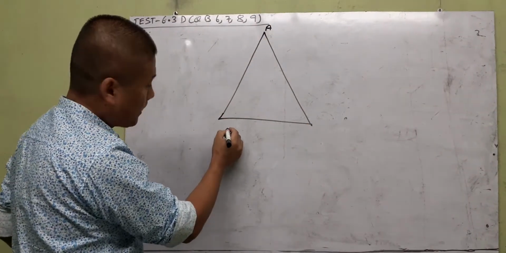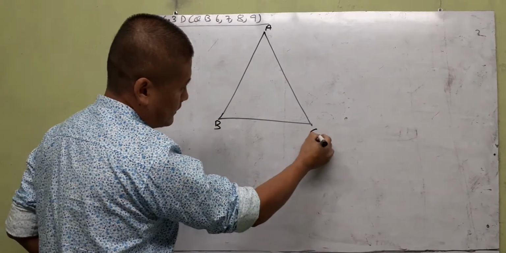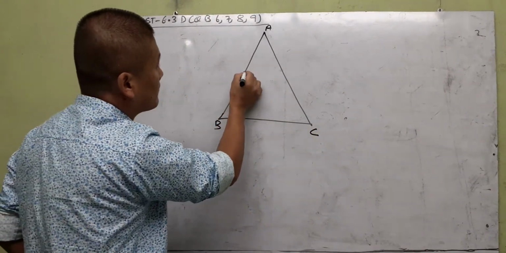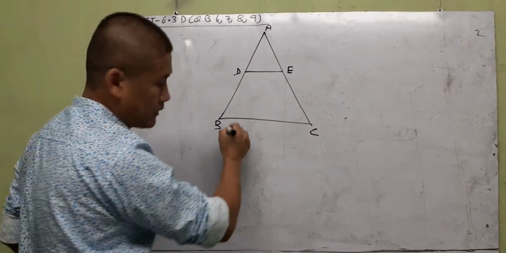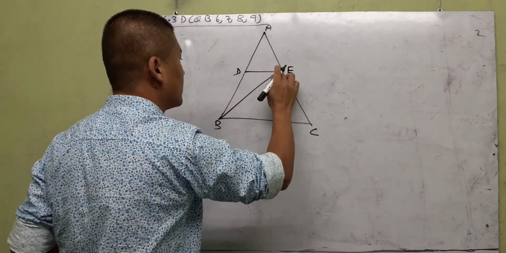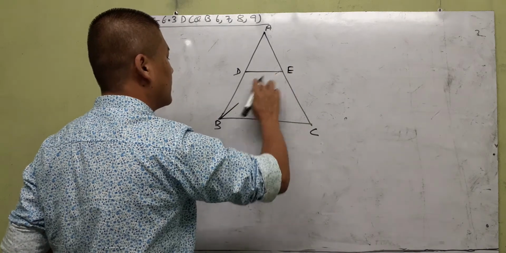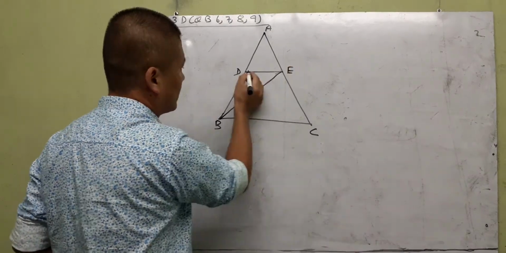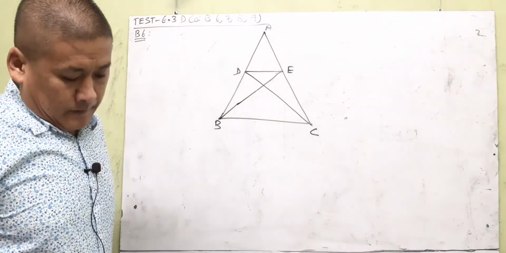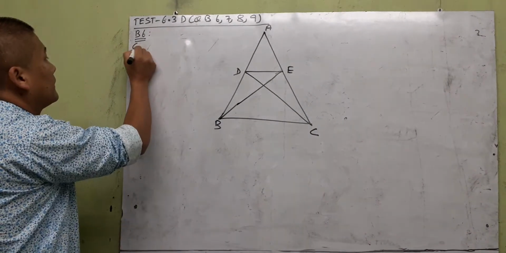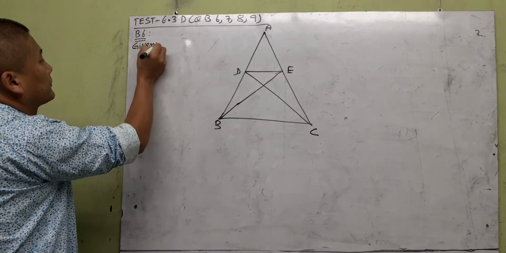A, B and C. Here is marked D, E, and BE is joined. Sorry. BE is joined and DC is joined. Like that is given to us. So let us write the given here.